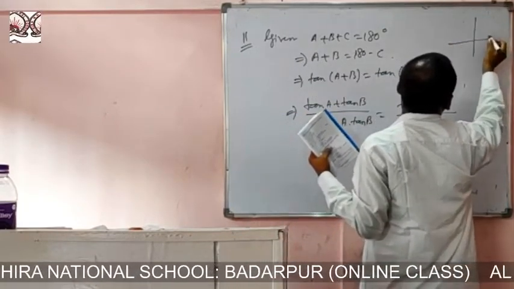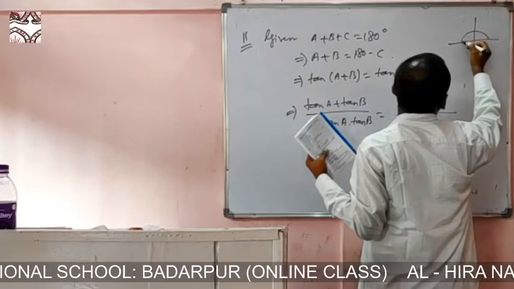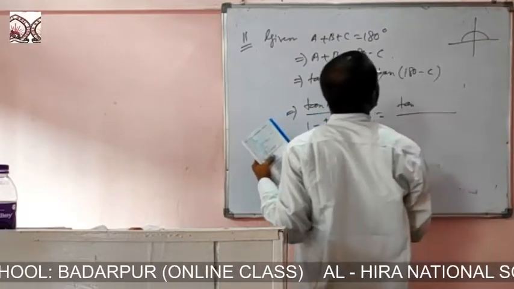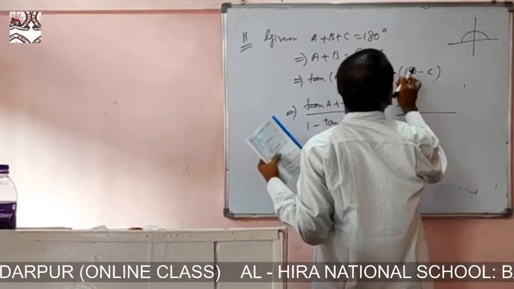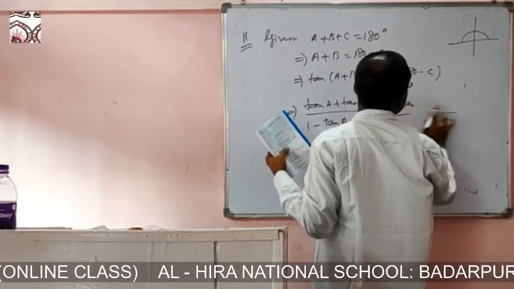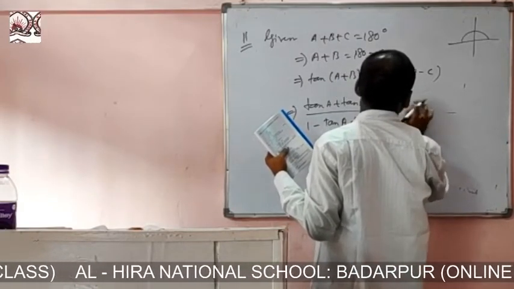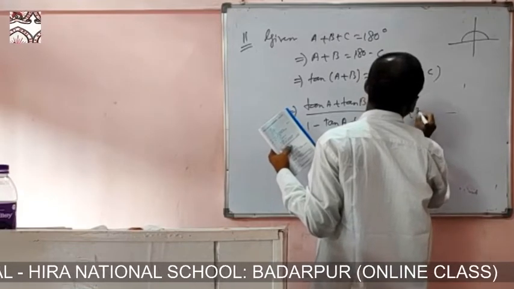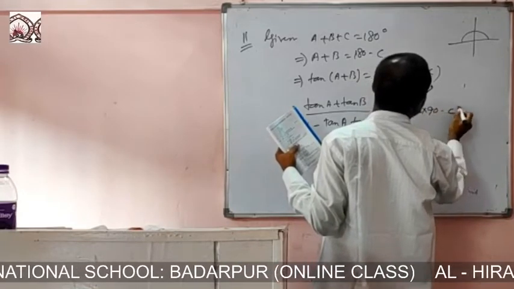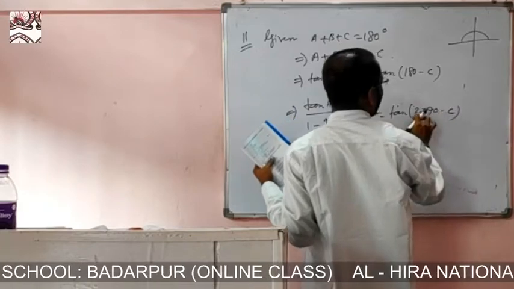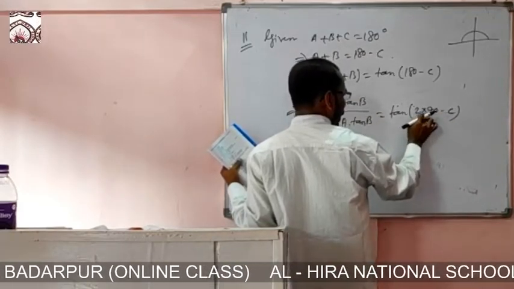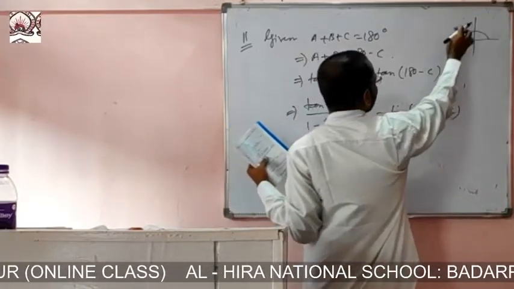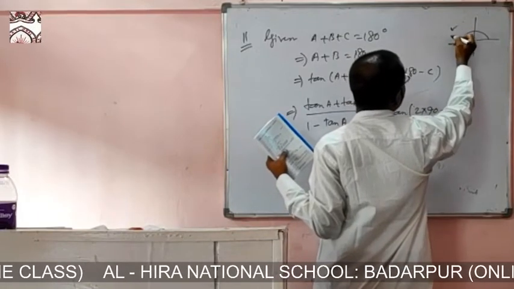So this one will be 90, then 90, then this is second quadrant. So in second quadrant, it is tan(2 × 90 − c). This is an even multiple, so no need to change, but in this second quadrant, tan is negative.